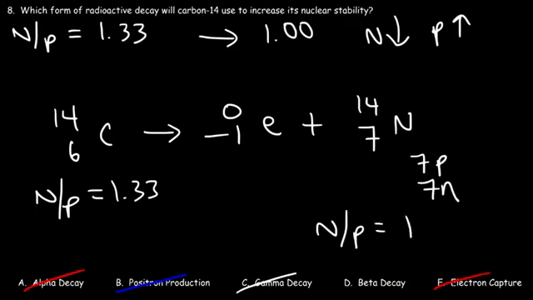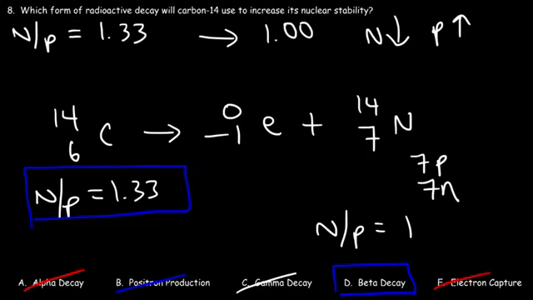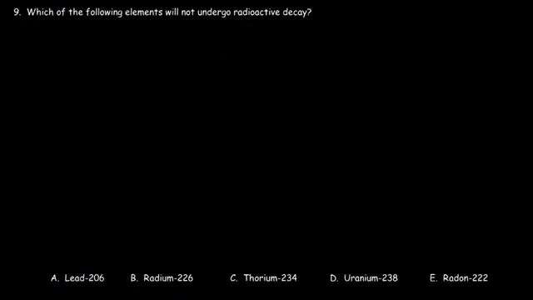And so beta decay is the ideal mode of radioactive decay for carbon-14. It decreases the neutron-proton ratio from 1.33 to 1. So therefore, it increases the stability of the nucleus.